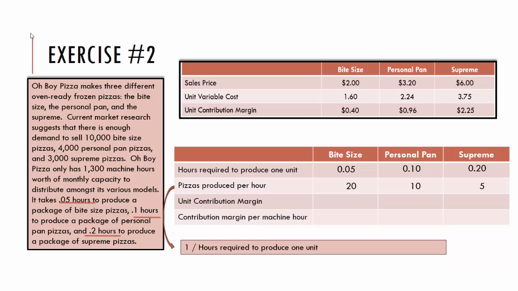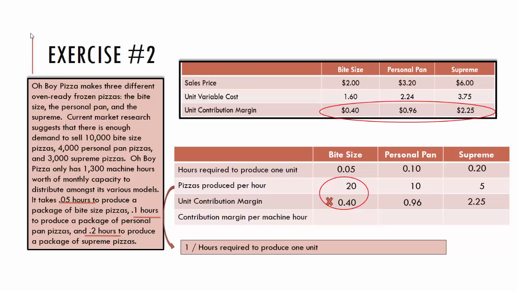Well, let's take our unit contribution margin for each one of these, which we've already found to be 40 cents for the bite size, 96 cents for the Personal Pan, and $2.25 for the Supreme. And we're going to multiply that by how many we could produce per hour. See, we're constrained by machine hours. We're constrained by how much production capacity we have. So we shouldn't be looking at what is the most profitable thing bag per bag, because we're not constrained by that. We should look at what's the most profitable thing, what is the highest contribution margin we can have per unit of our constraint.